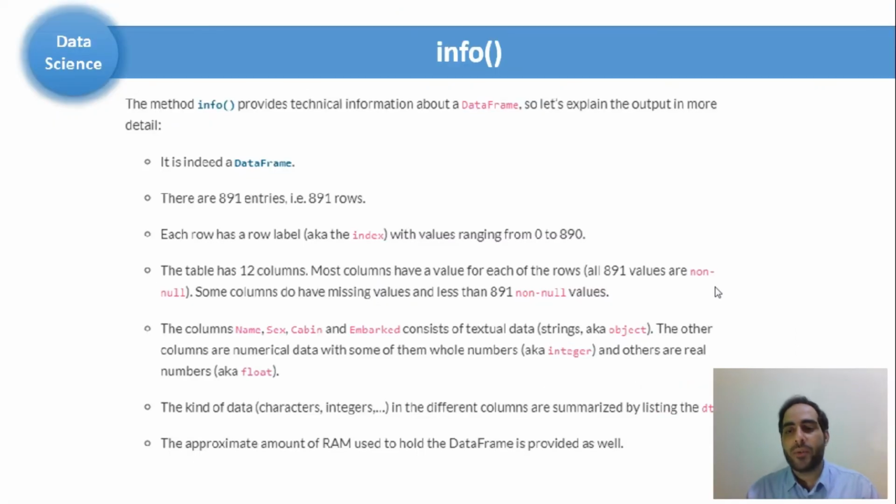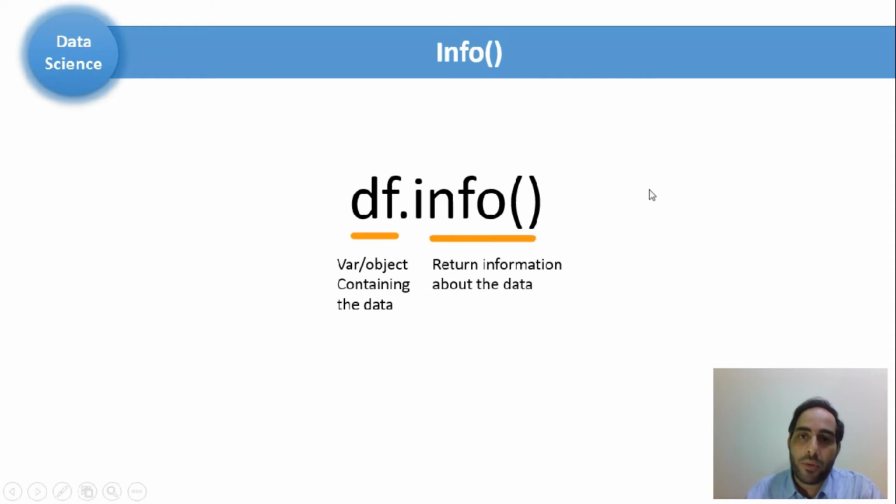Now next we have info. Info is also a useful function. Actually, info will give you a lot of details about your data. It will tell you exactly how many rows you have, how many columns you have, what the names of your columns are, how many data entries are available in each, whether there are any missing values or not, what the data types are, and what size of memory your data is using. So let us try to apply it and see what kind of things we are going to get.